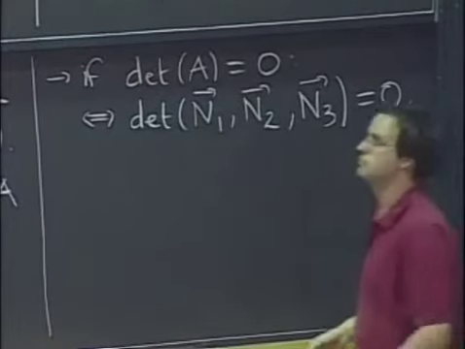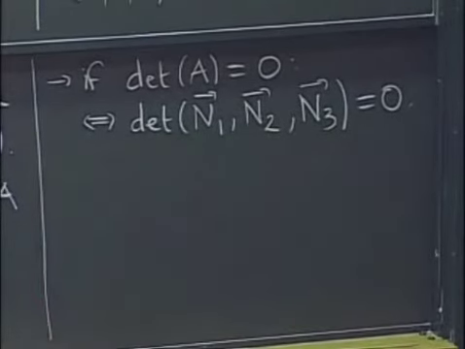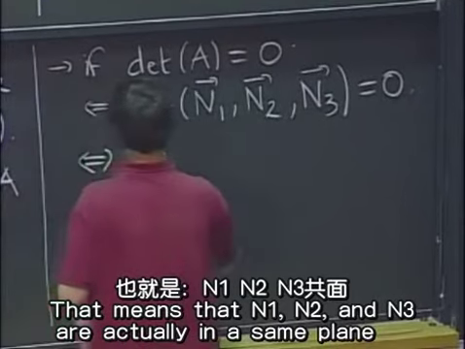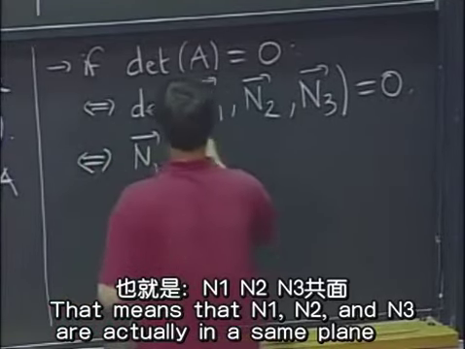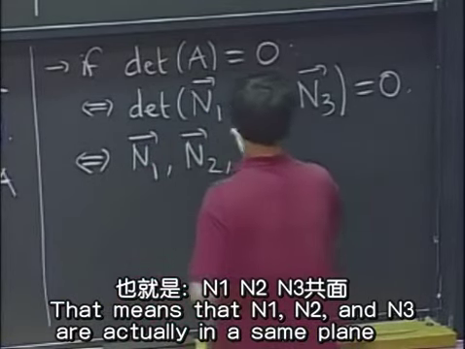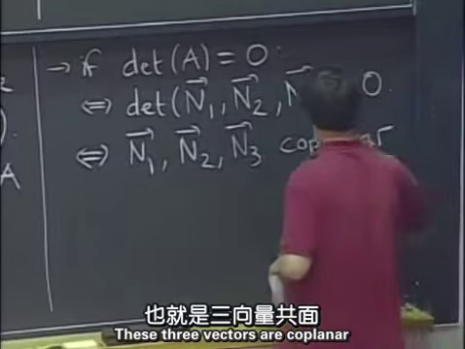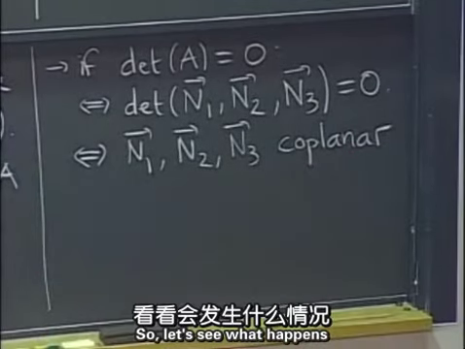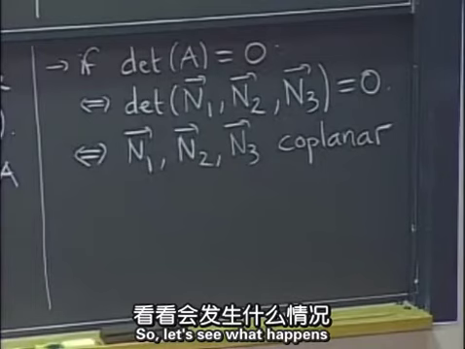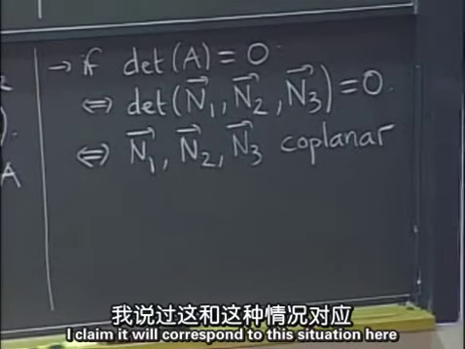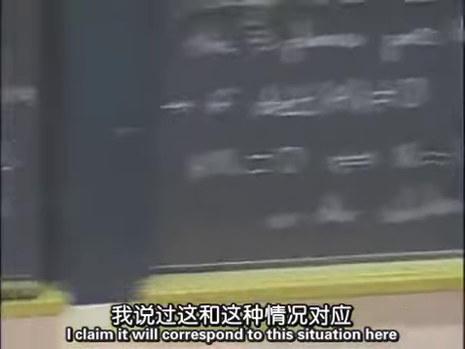So that means that n1, n2, and n3 are actually in the same plane. It's called coplanar. Okay? These three vectors are coplanar. So let's see what happens. I claim it will correspond to this situation here.